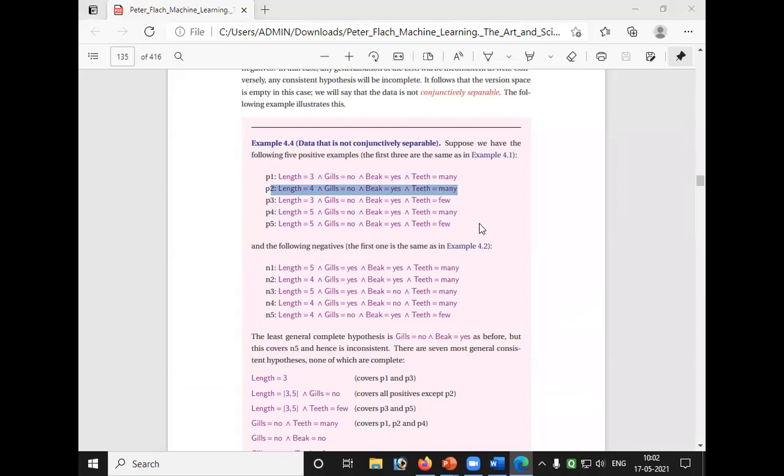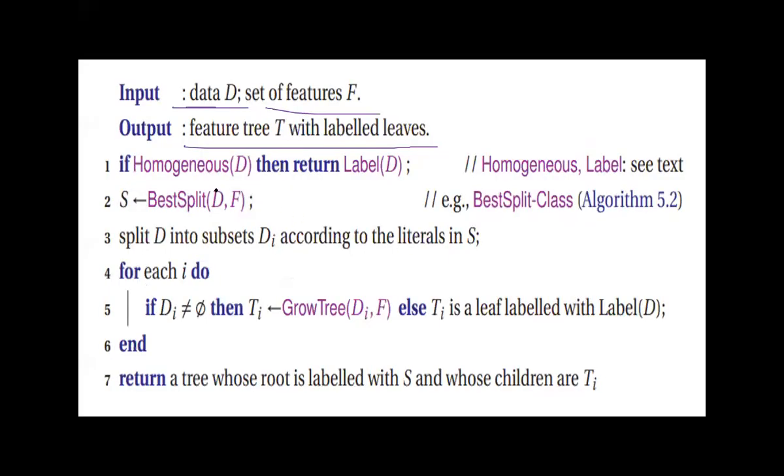Now, if homogeneous of D, that is, it cannot be divided further, then return label of D, my dear friends. Do you understand? This is very important.